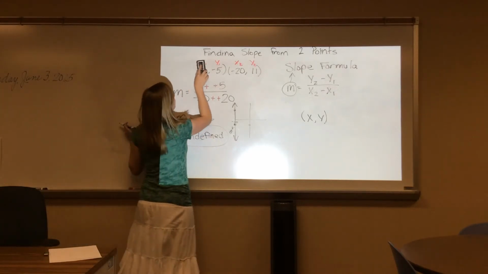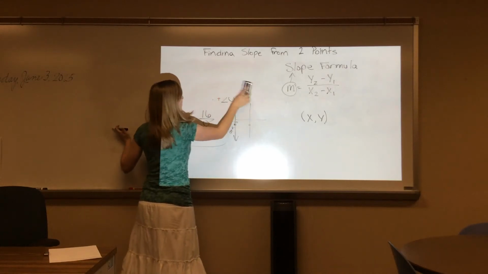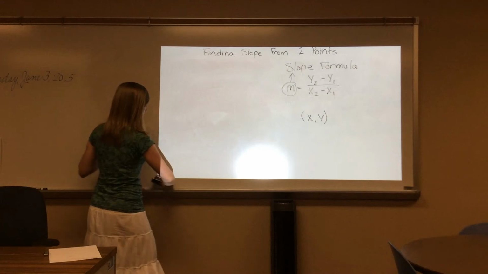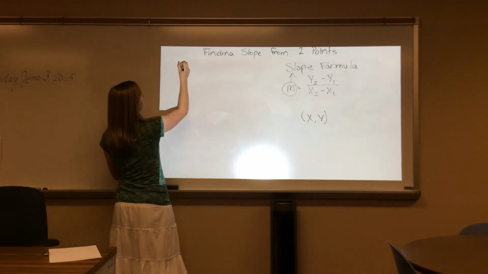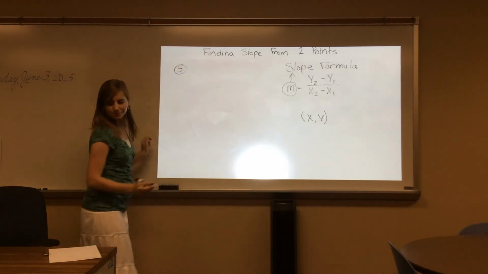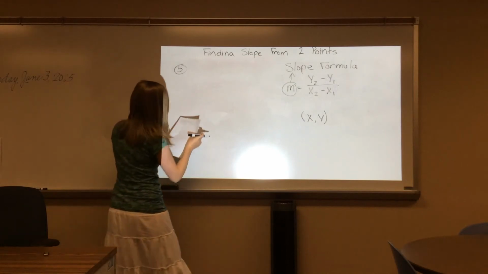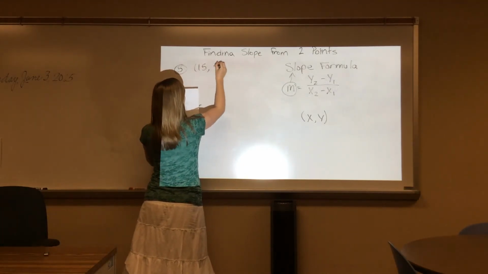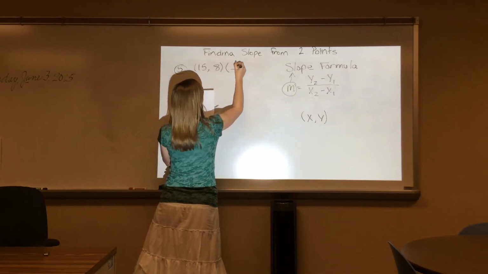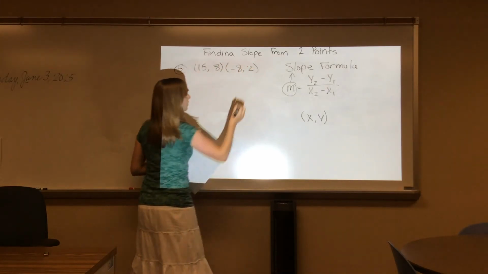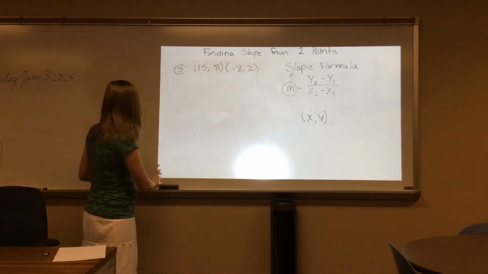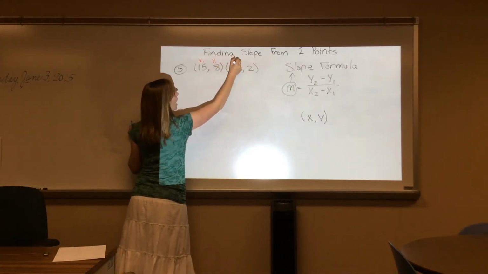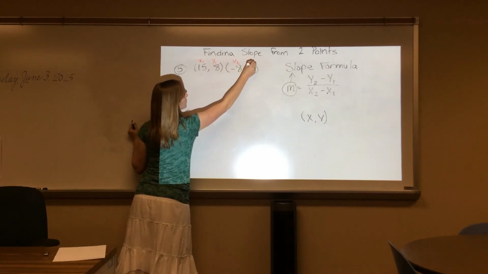All right, let's try one more together, and then I'll have you do the last 3 on your own, and you can check your answers when you're done. So number 5. We have 15, 8, and negative 8, 2. So first thing, label those coordinates. This is x1, y1, x2, y2.